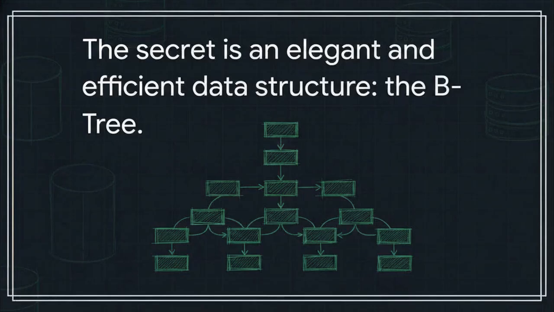And the secret sauce? It's a data structure called the B-tree. This thing is the quiet, unsung hero behind the incredible speed of pretty much any database you can think of. So what's its trick? How does it pull this off? Well, let's dive in and break it down.